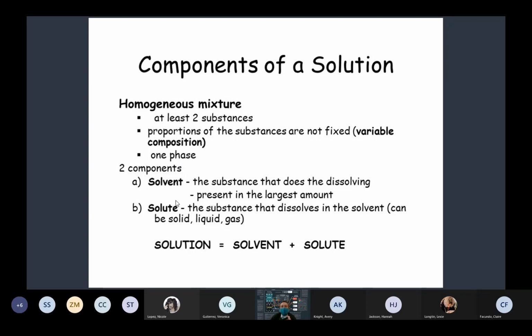The two components that make up our solution are our solvent, which is the substance that does the dissolving, and it's usually present in the largest amount. And the solute is the substance that is dissolved, that's broken up in the solvent. Solute can be solid, liquid, or gas. But when we have our solute dissolved in our solvent, we call the whole thing a solution. A solution is a solvent that dissolves a solute.